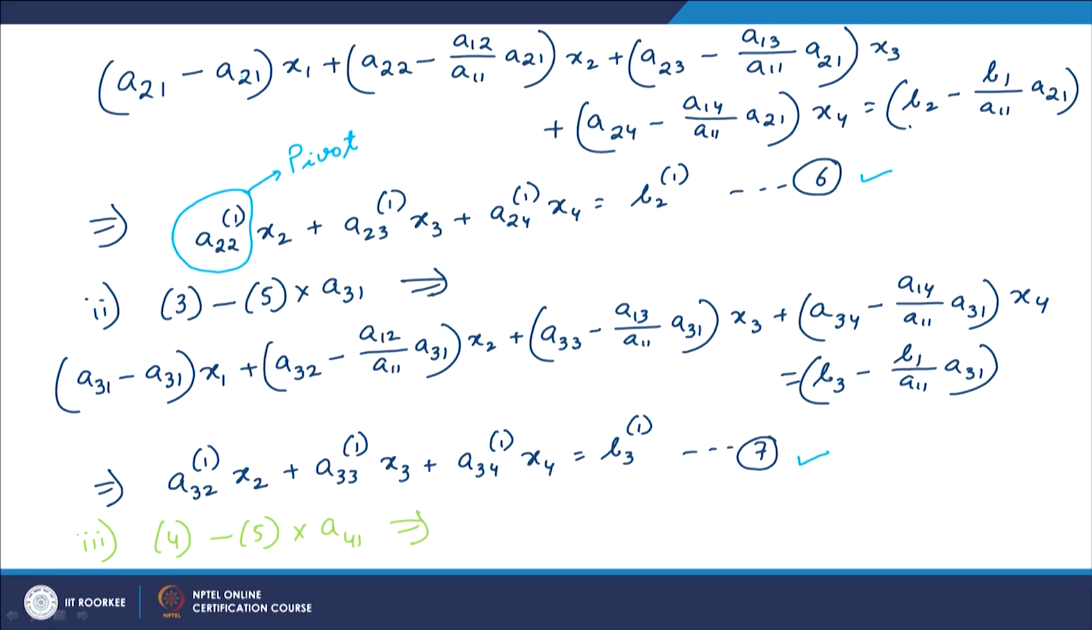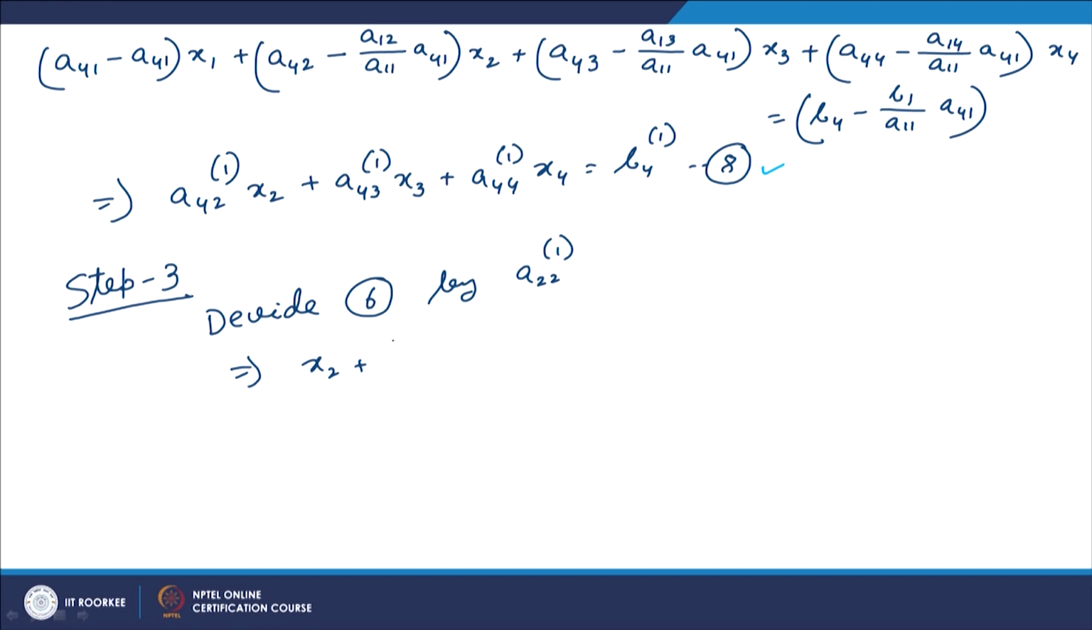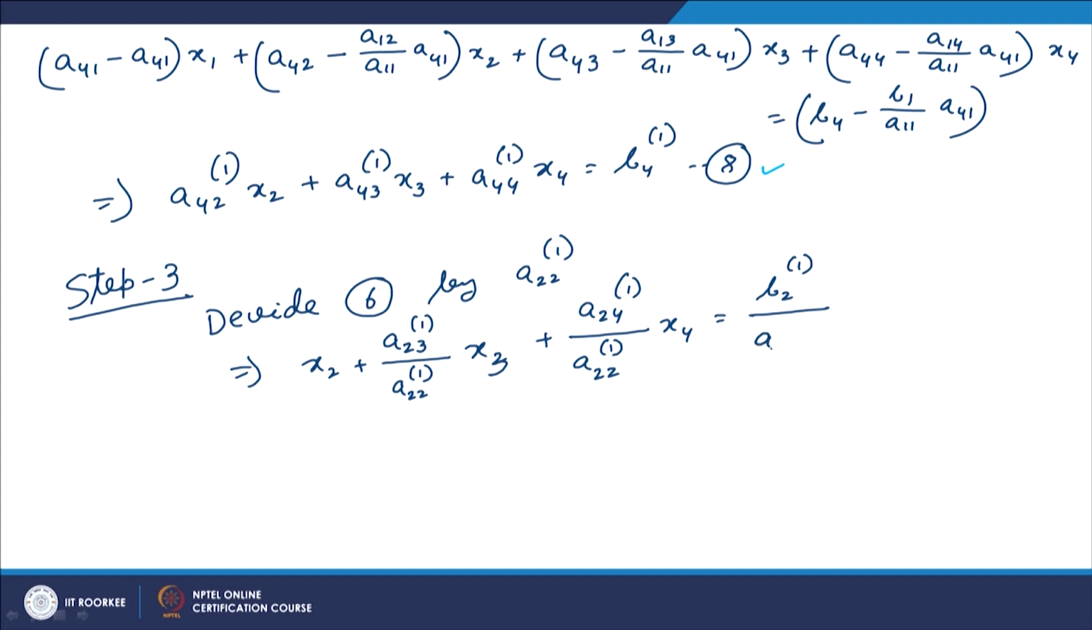So, in step 3, what we get? We divide equation 6 by A221. So, we get x2 plus A231 by A221 into x3 plus A241 by A221 into x4 is equal to B21 by A221. So, now we call this equation 9.